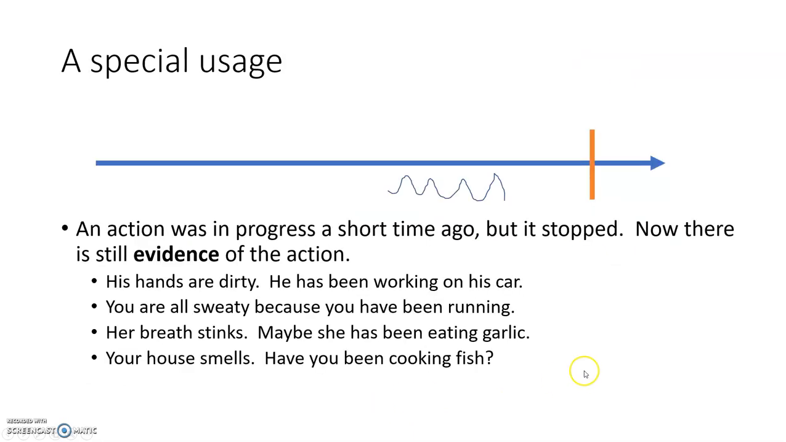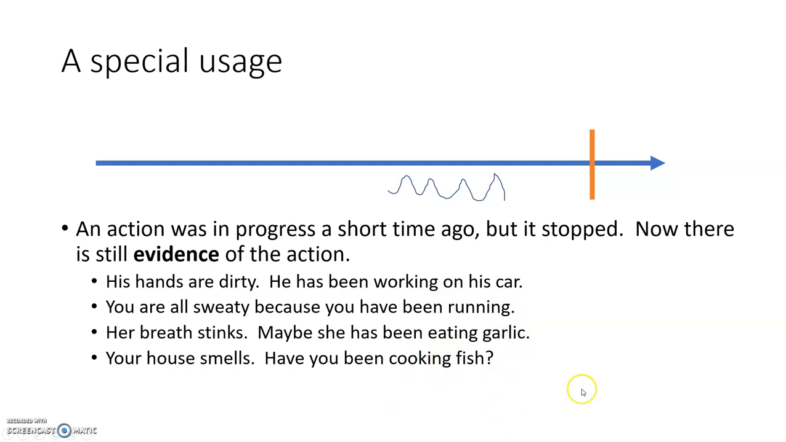Here's a special usage that you see sometimes. So I made a different diagram here. An action was in progress a short time ago, but it stopped. So in this case, it doesn't continue up to now. But now there is evidence of the action. There's something that you can see, or maybe smell, or taste, or notice. His hands are dirty. He's been working on his car. So maybe he's a mechanic. The evidence is the dirty hands. The actual action stopped maybe a few minutes ago, maybe half an hour ago.